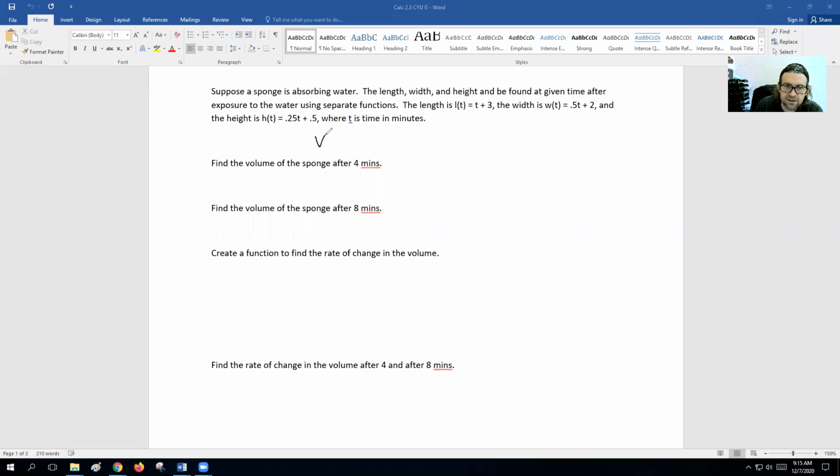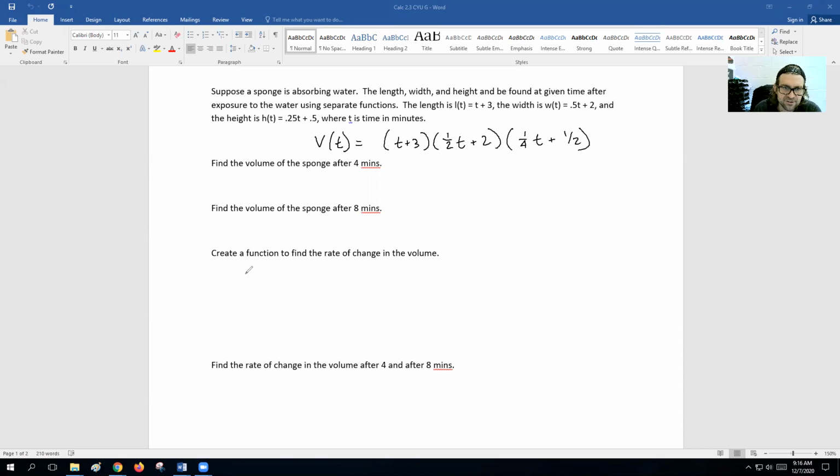So if we look here, we can have a volume formula, which would just be the length, which is t plus 3, times the width, which is 1/2 t plus 2, and then the height, which is 1/4 t plus 1/2. Okay, so if you want to find the volume after 4 minutes, plug 4 into t, figure out what that is. So that's like 7 times 4 times 1.5, and get an answer there. And same thing if you want to find the volume after 8, plug those in.